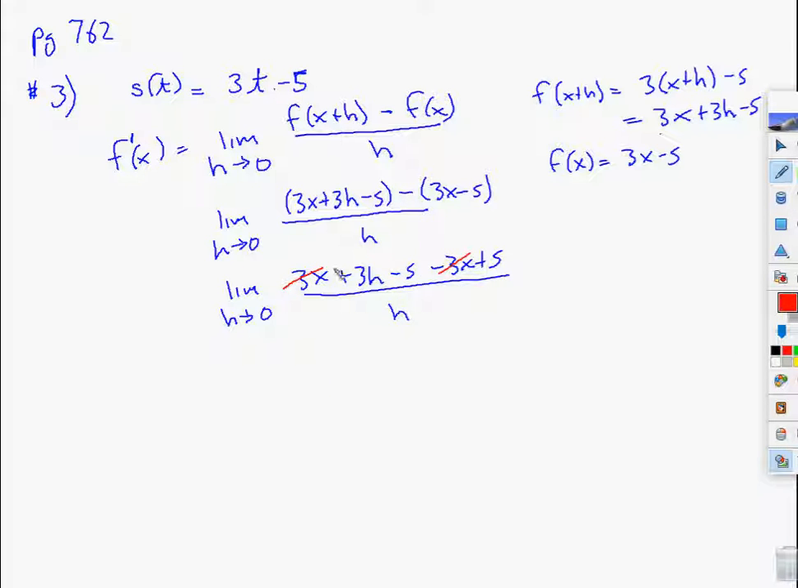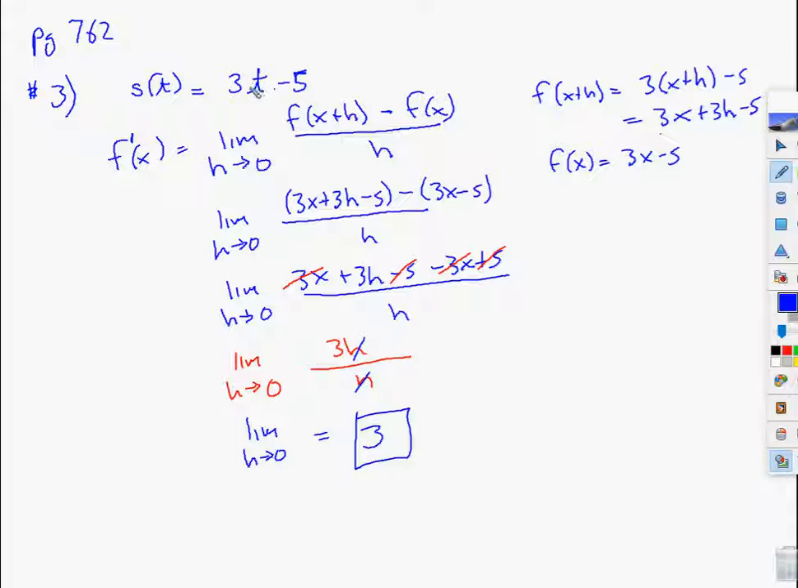And let's take a look at what cancels. Those cancel, opposite in sign. The 5s cancel. So that leaves us with 3h over h. And notice what else cancels? The h's. So the limit as h approaches 0 just happens to be 3. So no matter what we put in here, we do get a 3. Now this works if it's a line.